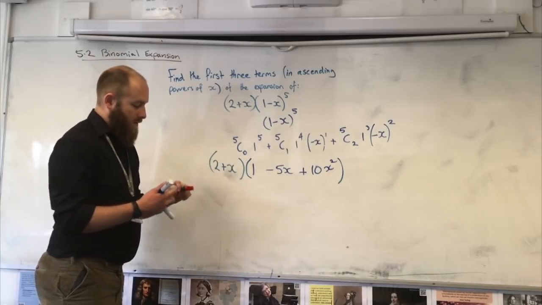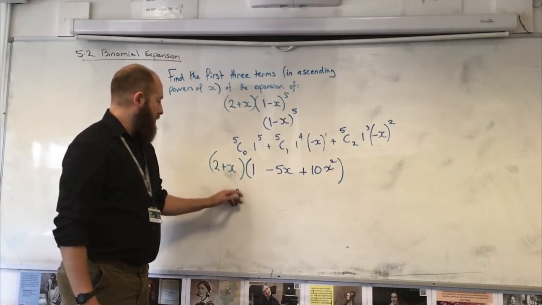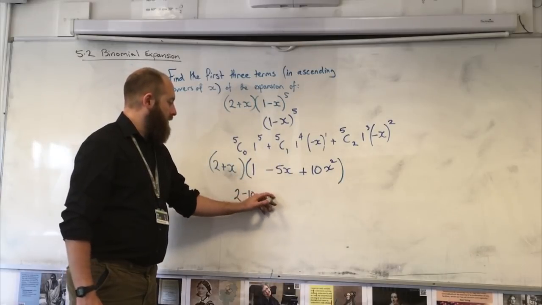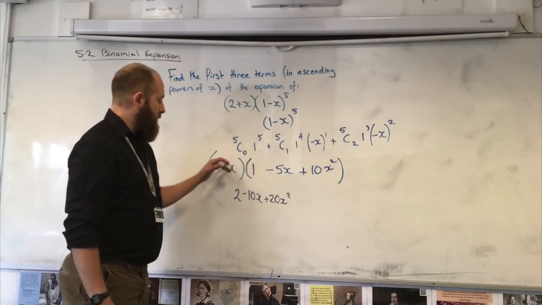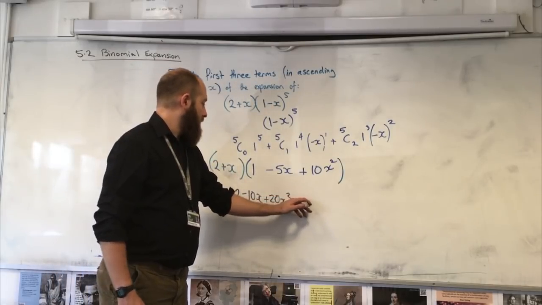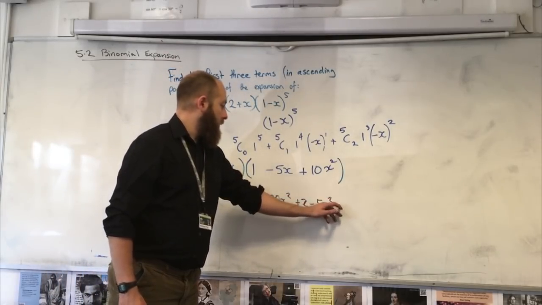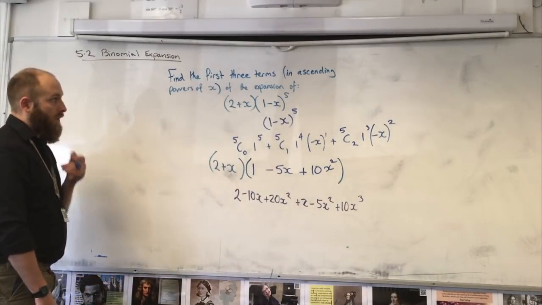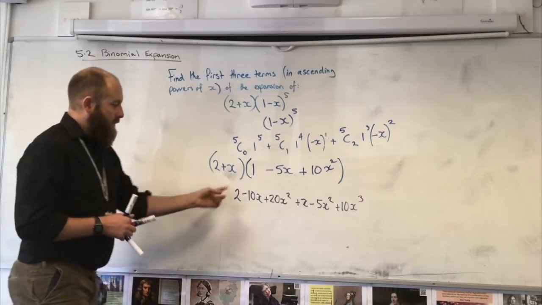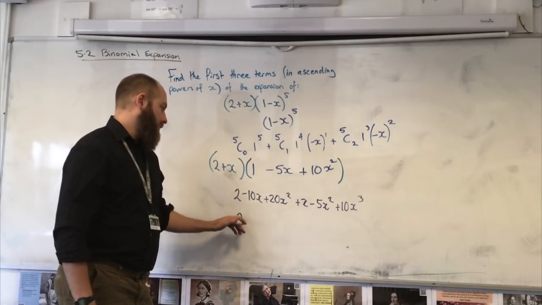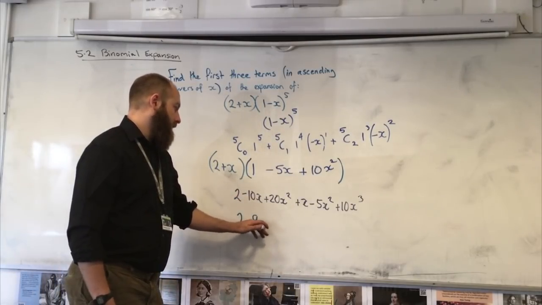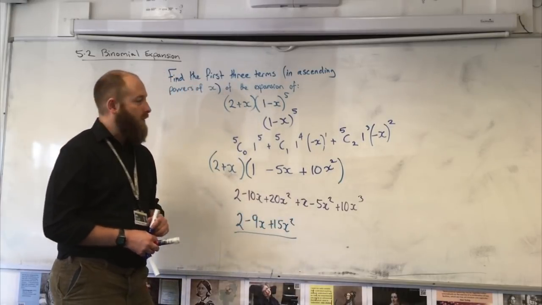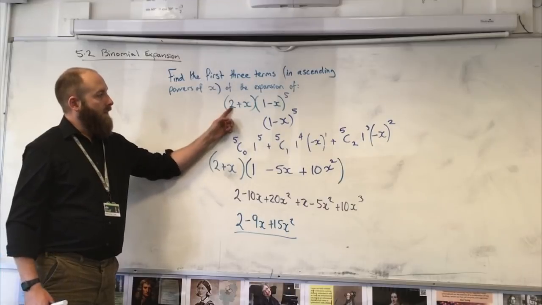So multiply this out. 2 times 1 is 2. 2 times minus 5x is minus 10x. 2 times 10x squared is plus 20x squared. Now times it all by x: plus x minus 5x squared plus 10x cubed, which you don't actually need because it's not part of the first three terms. Simplify this: 2 minus 9x plus 15x squared. So those are the first three terms in the expansion of this.